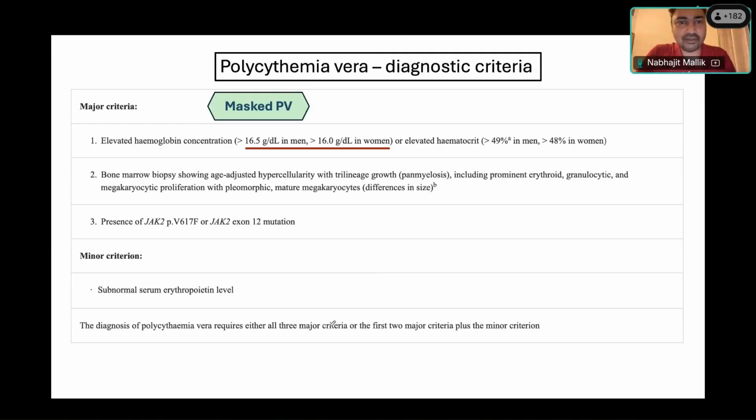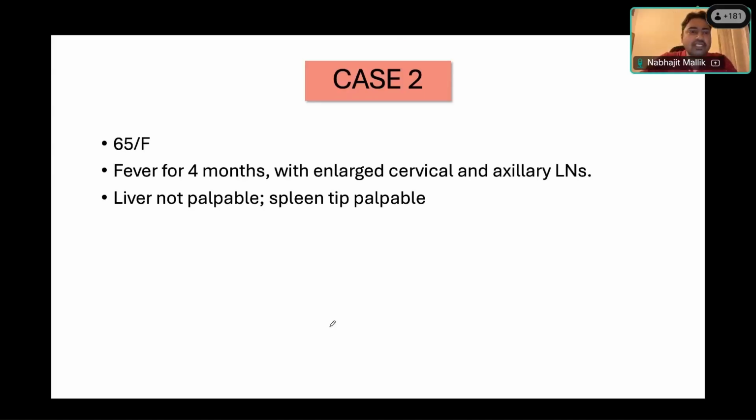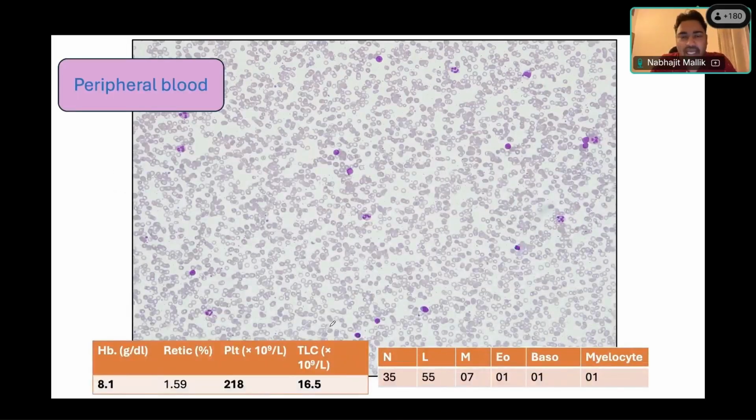Okay, so let's move ahead and go from case 1 to case 2 now. There is a 65-year-old female who has had fever for 4 months with enlarged cervical and axillary lymph nodes. Liver is non-palpable. Again, spleen tip is palpable. And we go to the peripheral blood. Dr. Ekta, can you tell me what your findings are here?